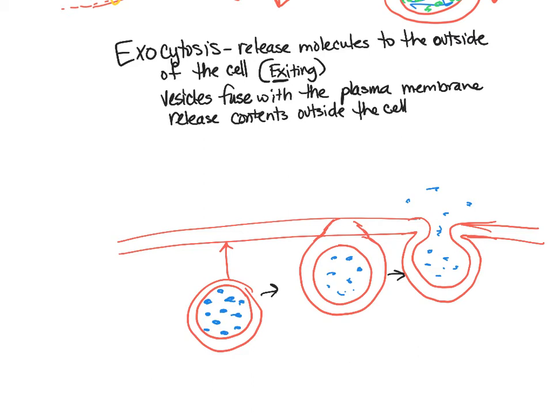So some examples of this are secretion of hormones. A lot of times we make our hormones in the cell. We can make our lipid hormones. We can also make our protein hormones. And we secrete those so that they can go to where they need to go. Or release of waste products.